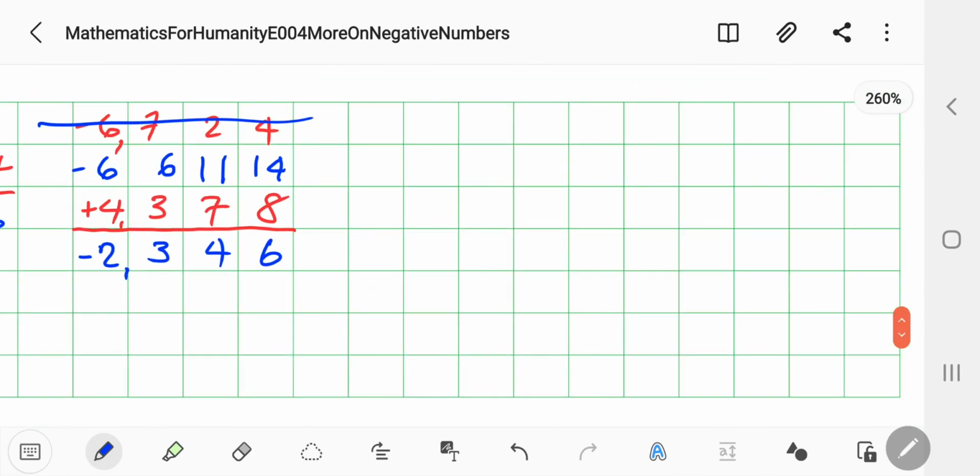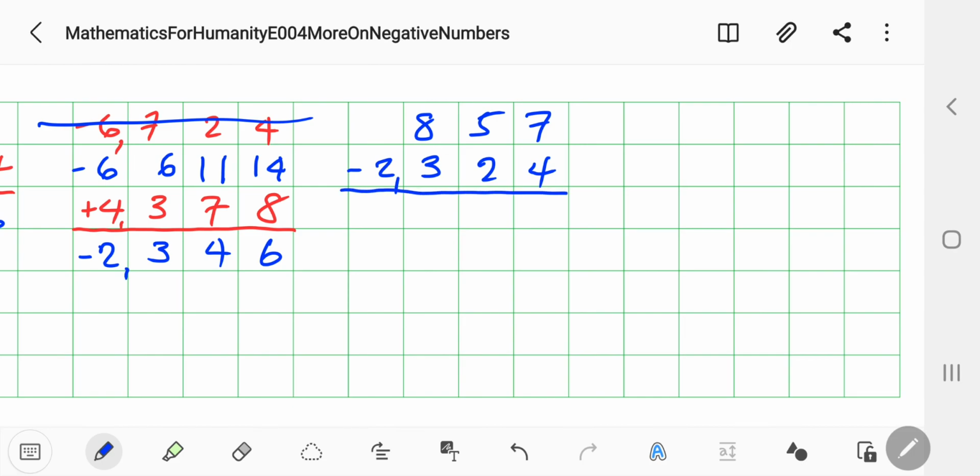So for the next example, we can do 857 minus 2,324. So what is this one? This one is a smaller number, and this one is larger, so it's impossible to subtract that way, so you have to rearrange the numbers.